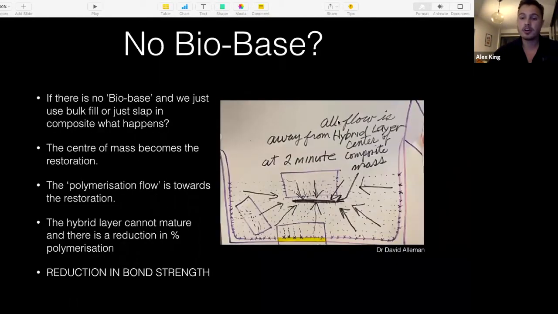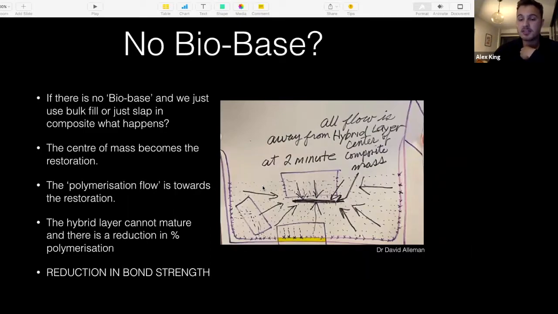So like I said, no biobase. If there's no biobase and we just chuck in a load of bulk fill or slap in composite, this is what happens. This is a diagram here done by David Ellerman. Ignore the boxes. If we just put a shed load of composite in here, the stress and the polymerization flow of all the resin will be towards the center of mass, which without a biobase is the composite. And this ruins all the bond you've done. All the hard work to get a nice bond you've ruined because the polymerization flow is towards it.